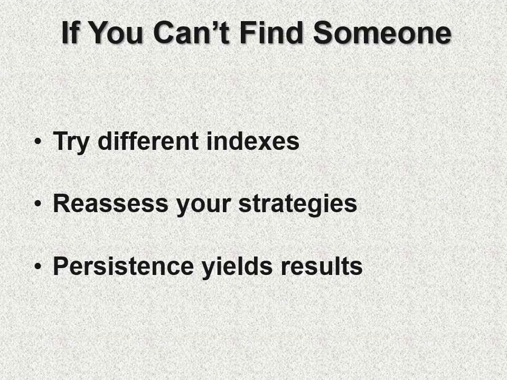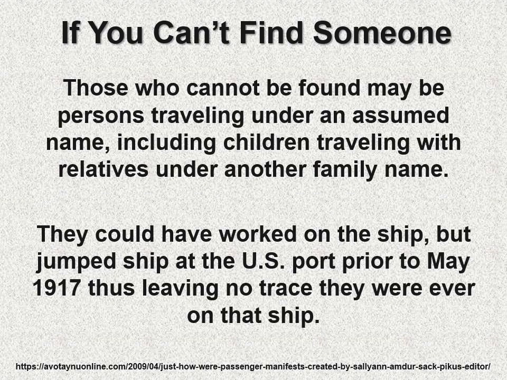Persistence yields results. And two more things that I found from this reference on the bottom, that Sally says: those who cannot be found may be persons traveling under an assumed name, including children traveling with relatives under another family name. They could have worked on the ship, but jumped ship at the U.S. port prior to May 1917, thus leaving no trace they were ever on that ship.